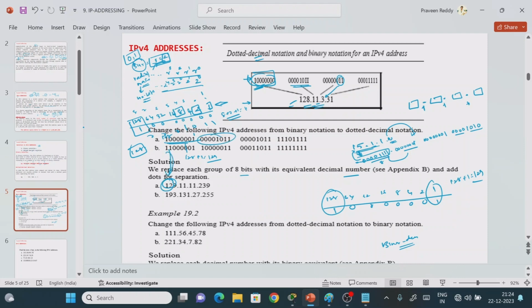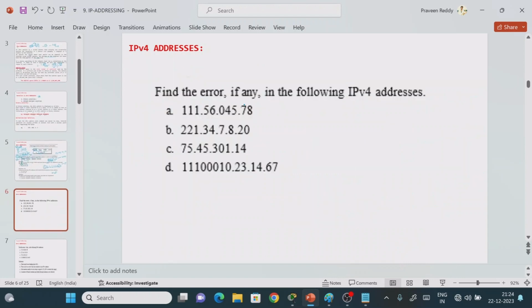So like this we need to find out the value. If you remember this logic, you can convert decimal to binary or binary to decimal. So these are the two ways to represent the IPv4 addressing mechanism in terms of the 32-bit length.